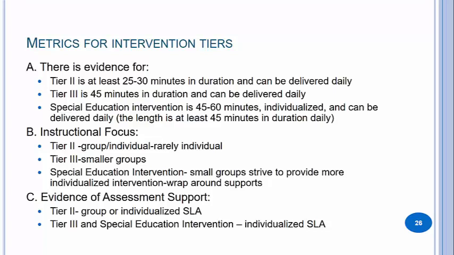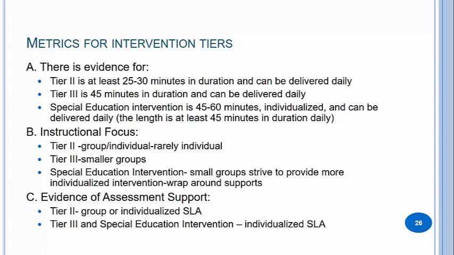So for each of these, Tier 2 had to prove that it could be in a group setting. Tier 3 had to prove it would be in a smaller group setting. And special ed, even smaller yet still, more individualized, and with wraparound supports involved in the instructional focus.